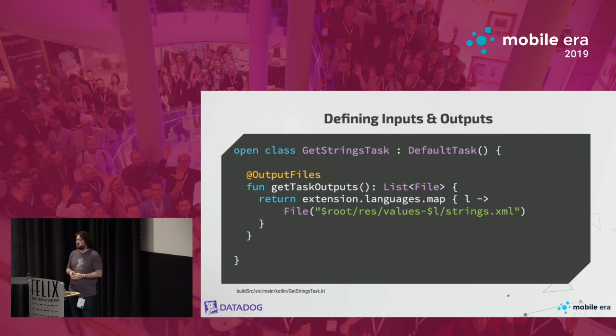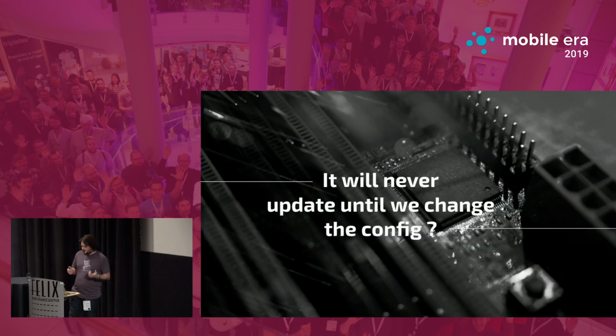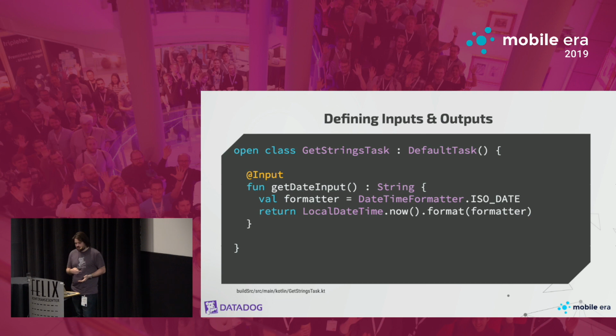So if, for instance, you did a clean or you deleted the strings folder, well, in this case, the outputs files are going to be missing, and it's going to rerun the task again. But then, if we only look at the configuration, so language and URL and the output files, if you never update the config, if you never delete the string files, it's never going to update anymore. So to fix this, I made this trick.